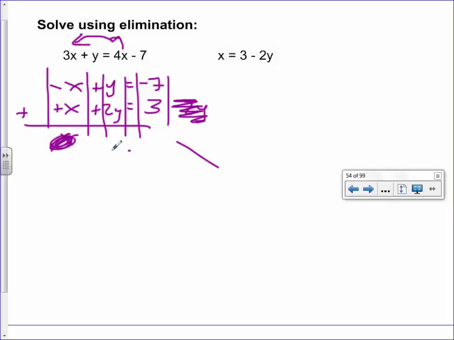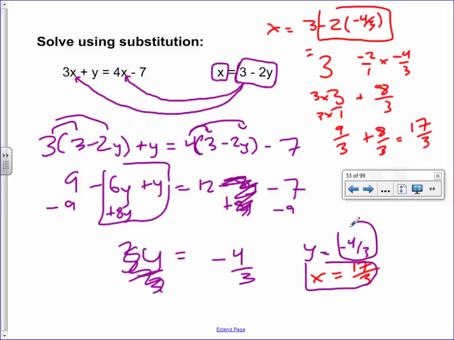Y plus 2 more y's gives you 3y. Minus 7 plus 3 gives you minus 4. Divide by 3, divide by 3. Y was minus 4 over 3. Which is what it was over here too.